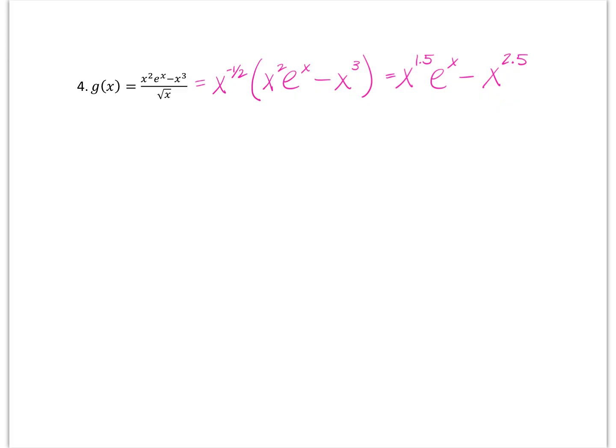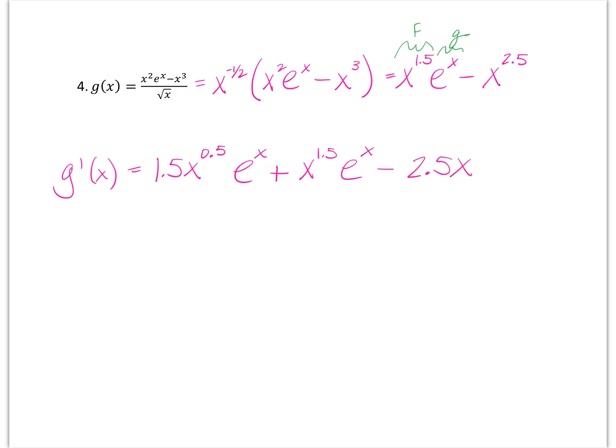Okay, so g prime. I think I will call x to the 1.5 f and e to the x g. So when I take the derivative, I'm going to have f prime, which is 1.5 x to the 0.5. It's f prime g plus f g prime. So that is the derivative of my product, f prime g plus f g prime. And then I still have to take the derivative of the next term, minus 2.5 x to the 1.5.